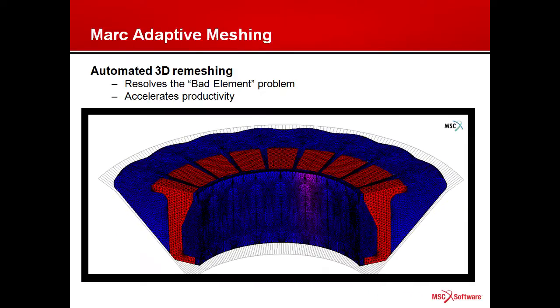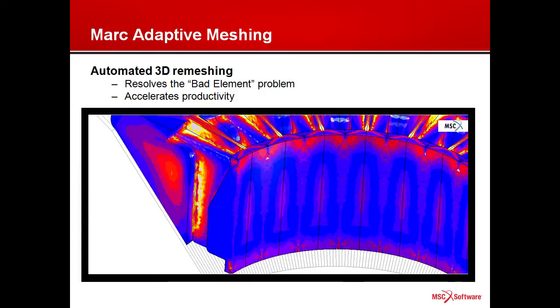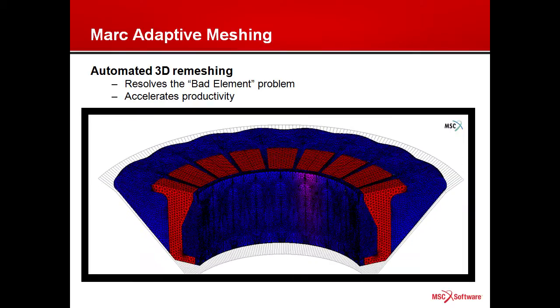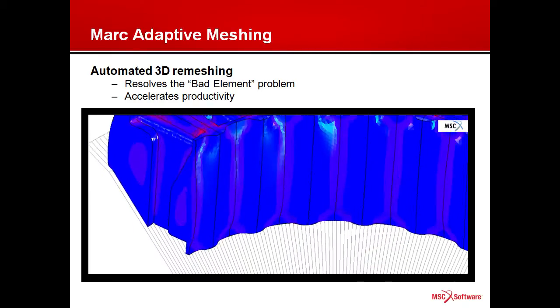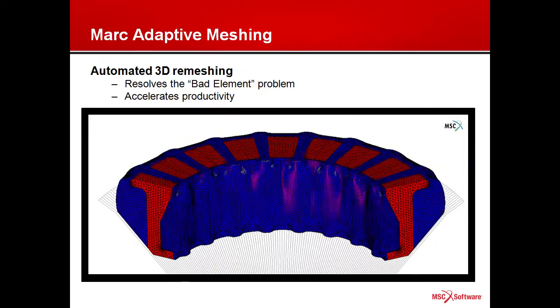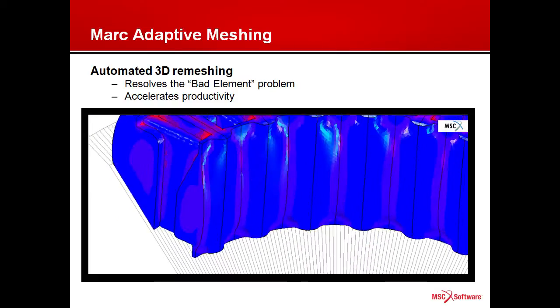Here's the automatic remeshing. Now this is not automotive, but it's extremely important to note that this automatic remeshing eliminates the bad elements that come from highly distorted elements. And this is a Marc feature. It is not in Nastran.